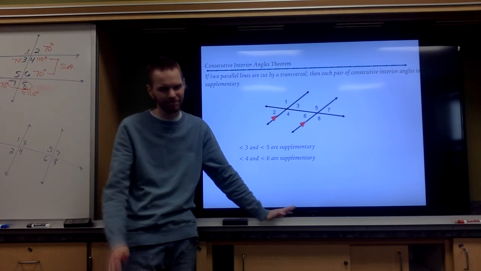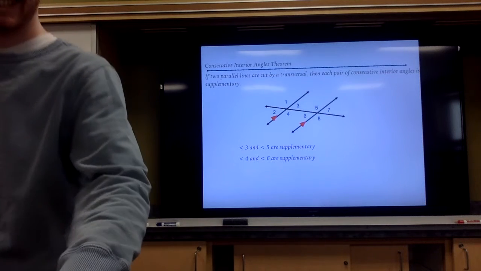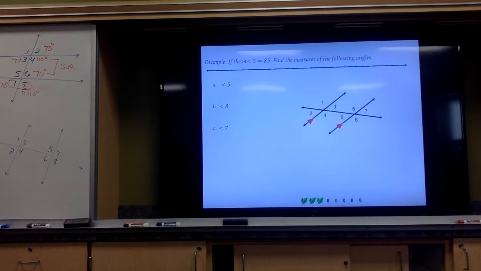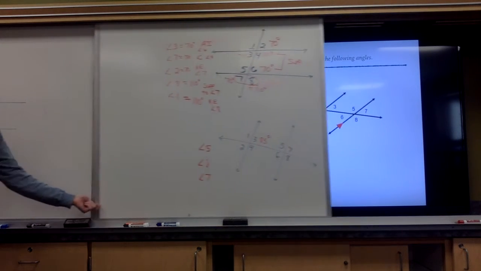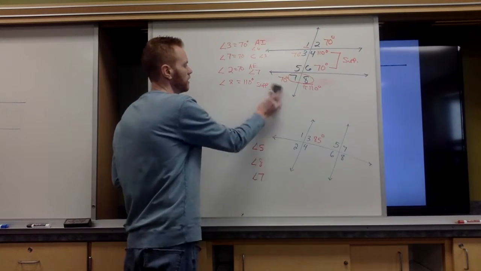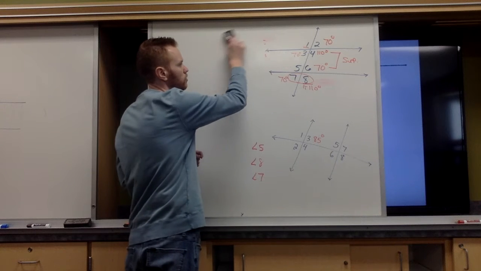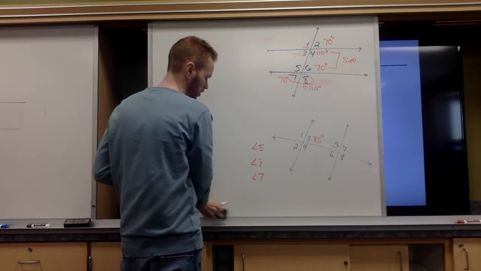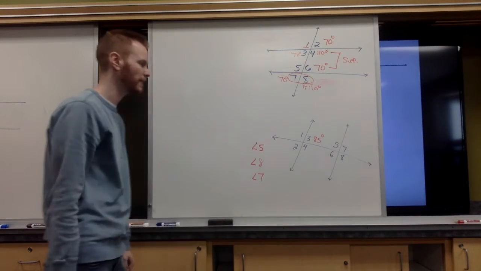So, there we go. Okay, so a new picture. It's going to be the one I drew down here. So angle 3 is 85 degrees. We've got to figure out what angle 5 is, angle 8, and angle 7. And I know I'm going a little quick in the video, but you guys have the ability to pause the video so you can copy things down. Okay, so make sure you do that.